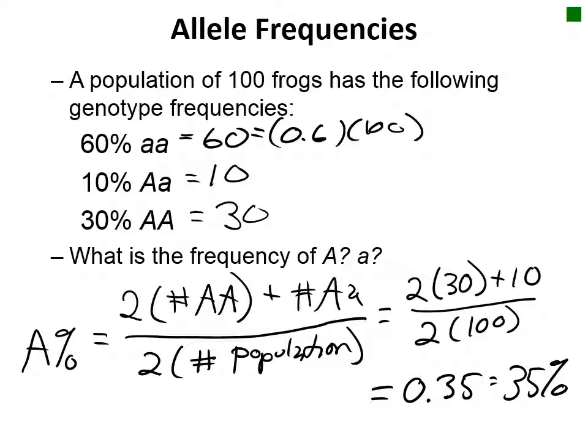You should now pause the video and calculate the frequency of the recessive A allele on your own. This will follow a similar equation. However, instead of having 2 times the number of homozygous dominant individuals, you would have 2 times the number of homozygous recessive individuals. You should have set up your equation to read 2 times 60 plus 10, divided by 200, which would have given you a frequency of 65%.